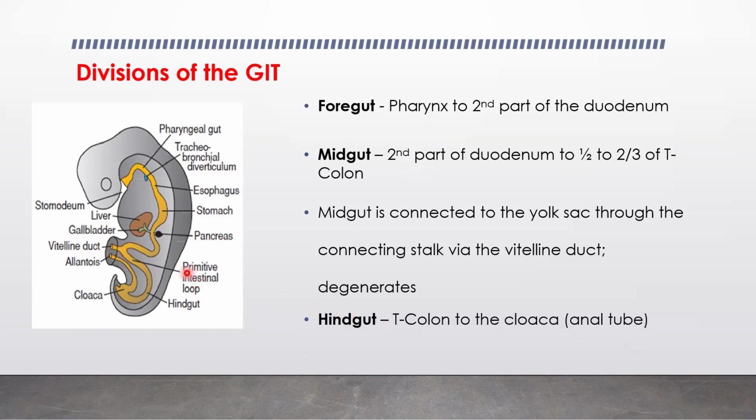Then the hindgut now, from the region of the transverse colon to the cloaca or the anal tube. So at this point, I hope you can relate what we're talking about when we say stomodeum. What are we talking about? The future mouth. We're talking about the cloaca, the future anal tube, the future anus, the future urogenital system. And when I'm talking about the pharynx and the stomach, at least you can be able to figure out where they are right now.